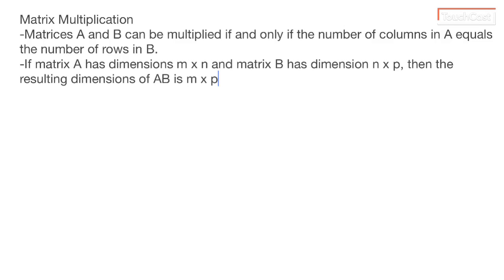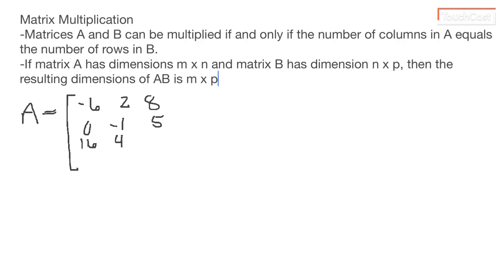Now before we get into our first example, I'm going to put 5 matrices up on the screen. If you're taking notes in your notebook, make sure you copy these down. So first we're going to have matrix A, which has 4 rows and 3 columns. So we've got -6, 2, 8, 0, -1, 5, 16, 4, -10, and -3, 13, -7.